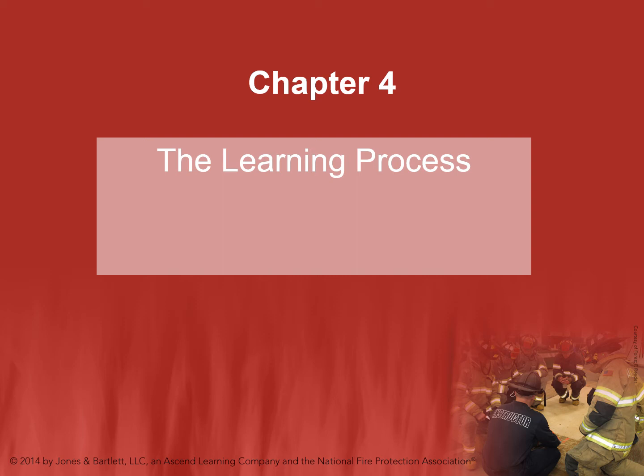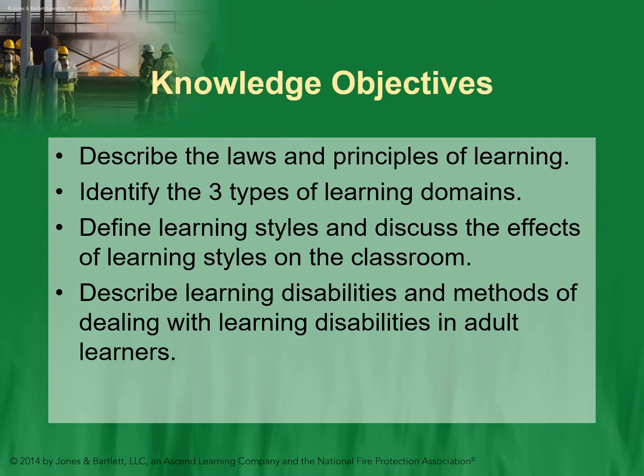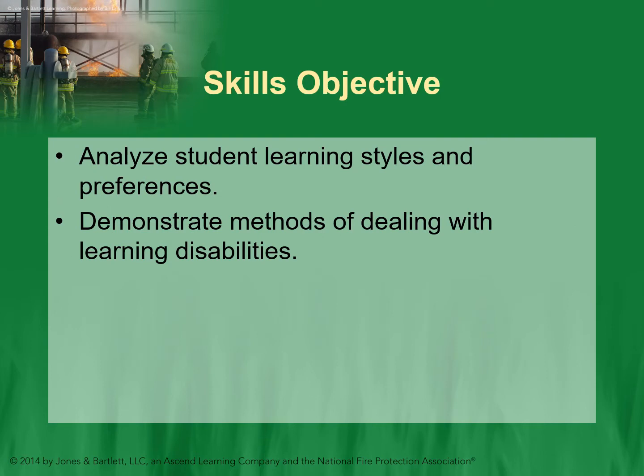Okay, today we're going to talk about Chapter 4, the learning process. Our objectives for this chapter are going to be: describe the laws and principles of learning, identify the three types of learning domains, define learning styles and discuss the effects of learning styles on the classroom, describe learning disabilities and methods of dealing with learning disabilities with the adult learners, analyze student learning styles and preferences, and demonstrate the methods of dealing with learning disability.